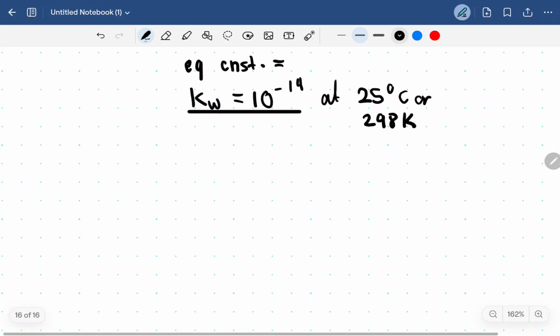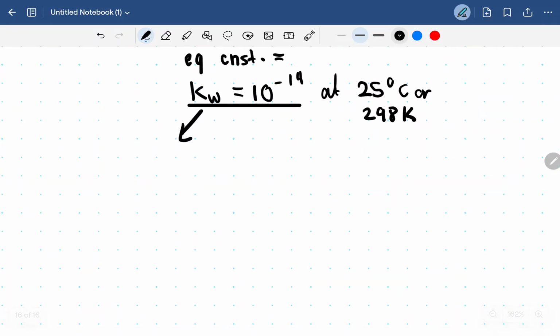And we know that this means that the concentrations of OH minus and H plus are equal. Each one is equal to 10 power negative 7. Because this is 10 power negative 7, and this is 10 power negative 7, add them together, you get 10 power negative 14. That's how you do it.